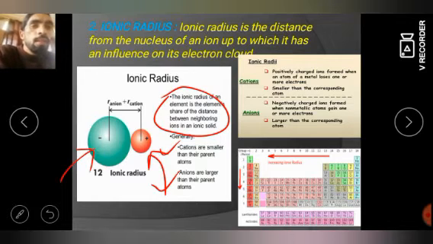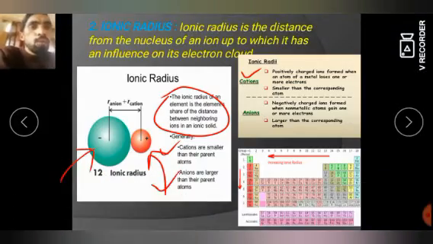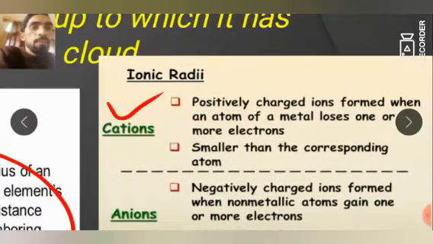Already I told you. So we will recapitulate with the help of this picture now. Let me zoom it. A cation is a positively charged ion which is formed when an atom of a metal loses one or more electrons.